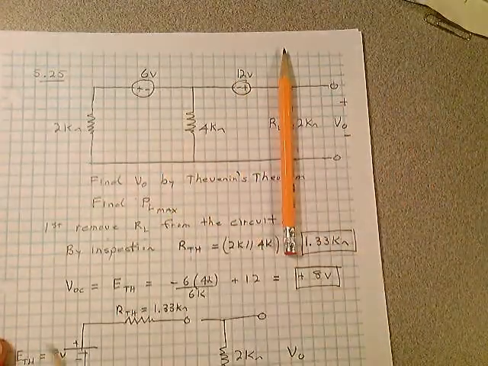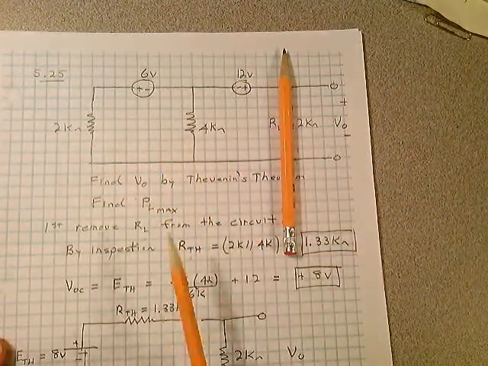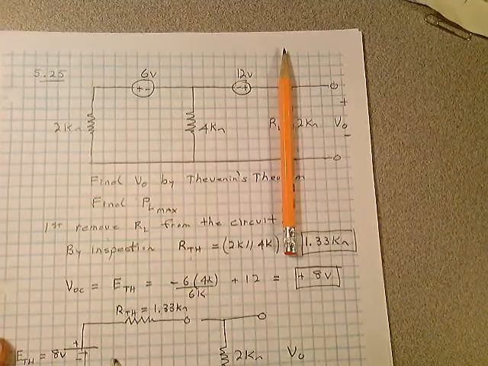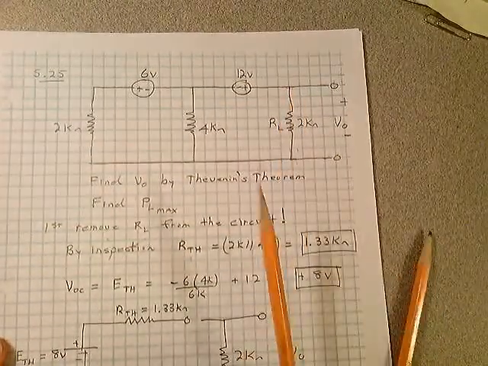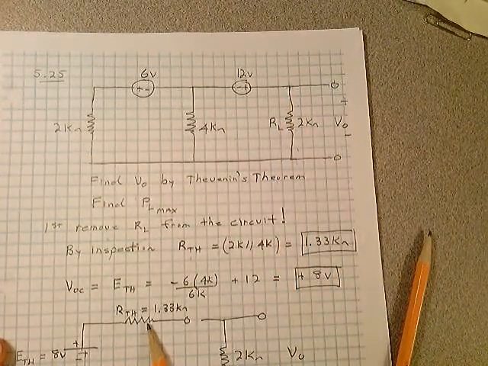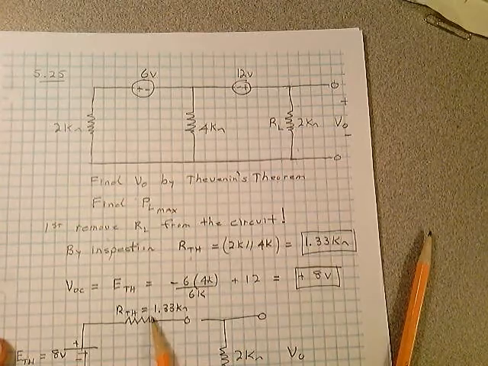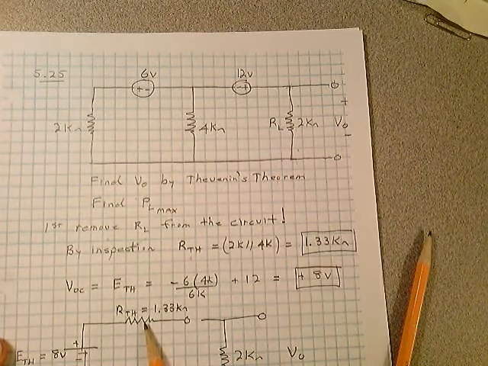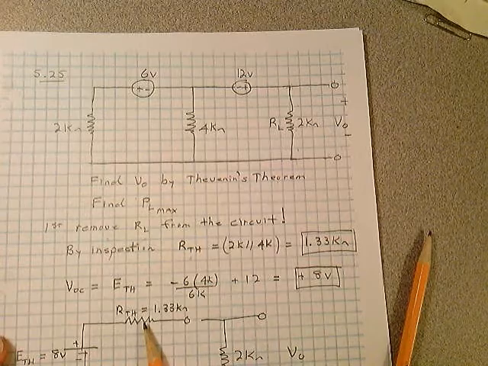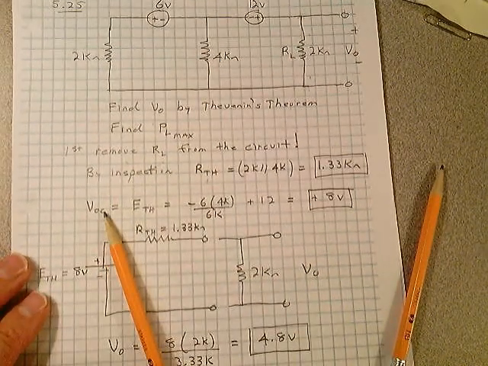This is shorted and that's shorted. What's simply 2K in parallel with 4K. That's 1.33 k ohms. You're halfway done with the problem. You have the R Thevenin resistance is 1.33 k ohms. Just don't break any rules here. What's the open circuit voltage?